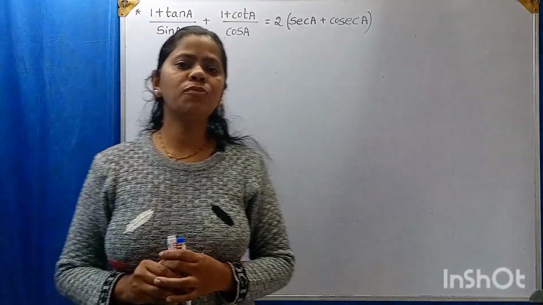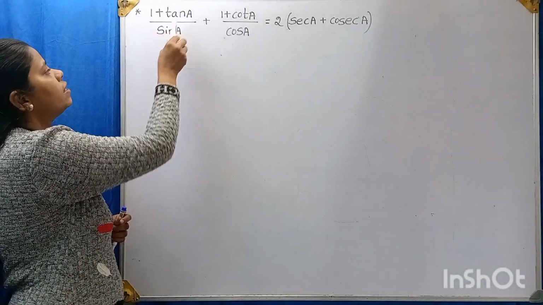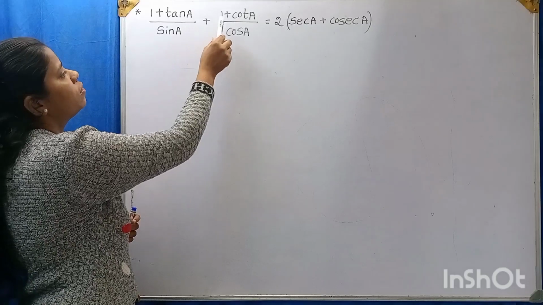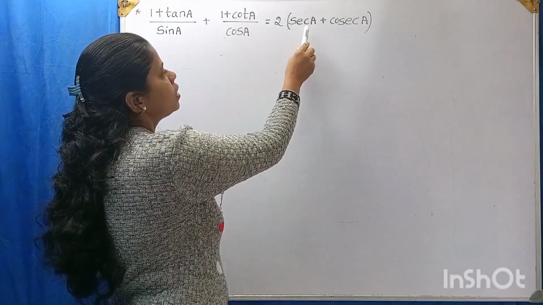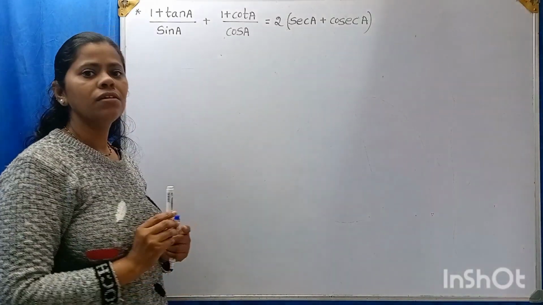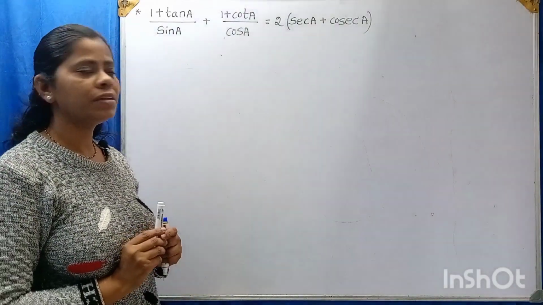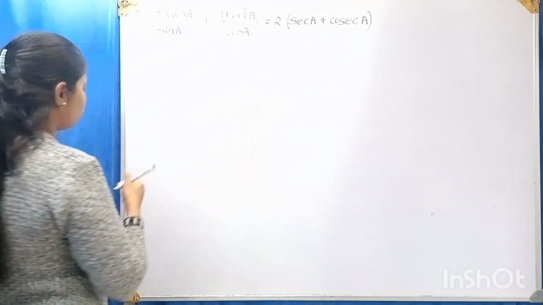Now let's solve this problem. (1 plus tan A) divided by sin A plus (1 plus cot A) divided by cos A is equal to 2 into (secant A plus cosecant A). To solve this problem, first let me write down the LHS. Solution.